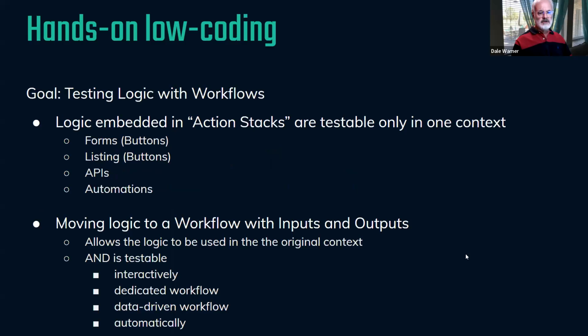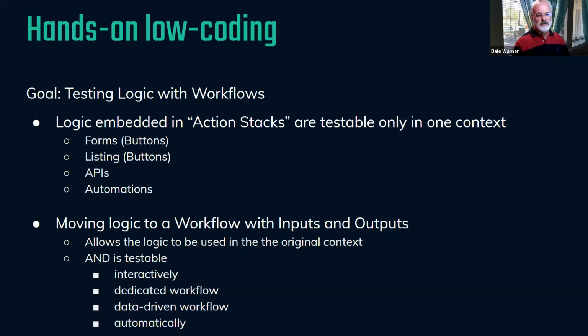This goal that we're doing, testing logic by using workflow. You can have a circumstance, and it can apply to forms and listings and APIs and automations, anywhere where you have what we often refer to as action stacks, a stack of low-code actions that are in your form, for example, and you click on the button. The only way to test that is to go to the form and click the button, and it runs the actions that are there, and you have to validate that it worked the way that you expect it. It's only available in that one context.